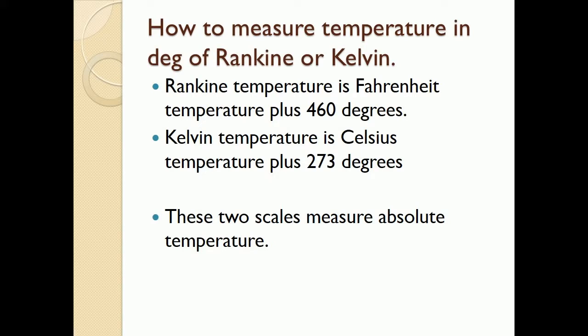How do we measure temperature in degrees of Rankine or Kelvin? Rankine temperature is Fahrenheit temperature plus 460 degrees. Kelvin temperature is Celsius temperature plus 273 degrees. These two scales measure absolute temperature and are used in evaluating the gas laws.